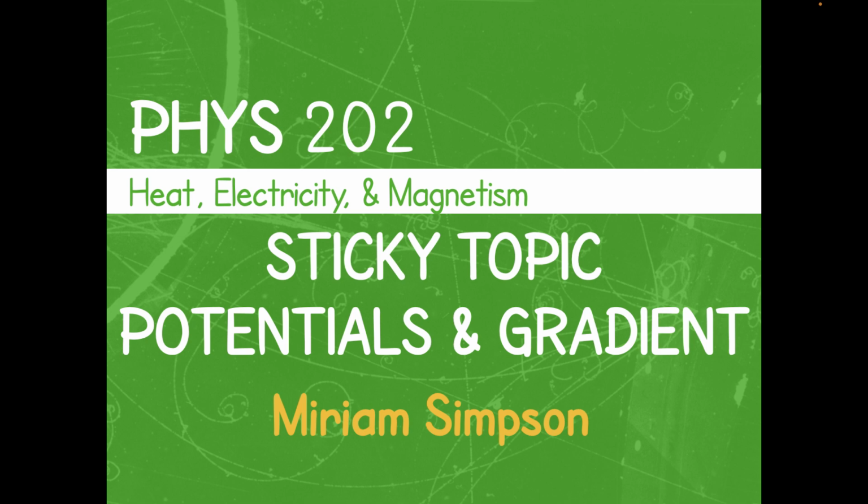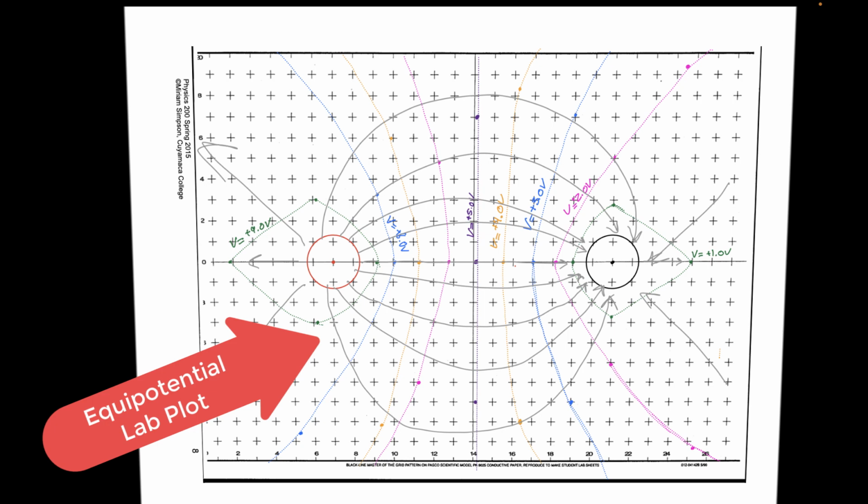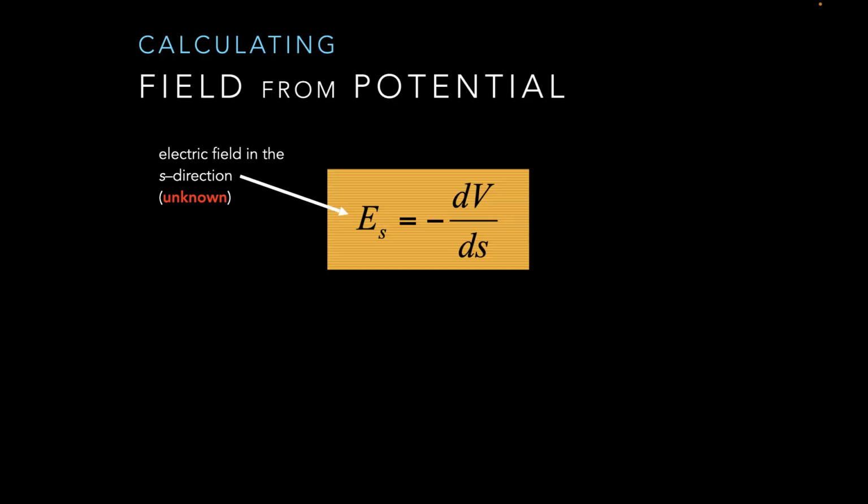This is what you'll see in the book. You can get electric field from potential, and it's the derivative of electric potential, V in volts, with respect to space. And we did this in the lab, and there's a negative sign here, which is pretty important, but just for the sake of it.